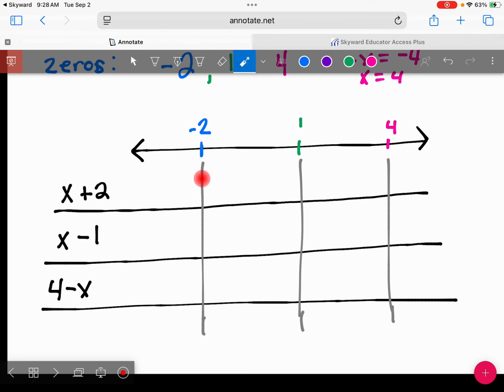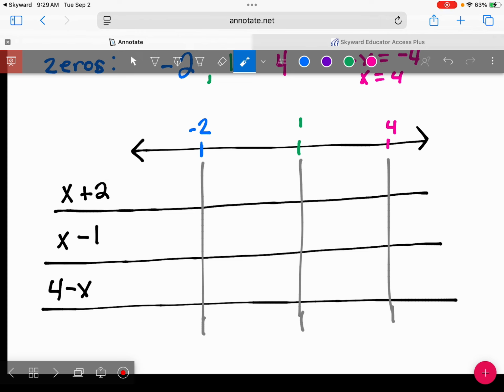So think about these. Remember, these guys are our zeros, so we're not looking at these numbers directly, but I need something smaller than negative 2. I'll do something between negative 2 and 1. I'll do something between 1 and 4. And I'll do something bigger than 4. So we have a lot of pieces on this one.